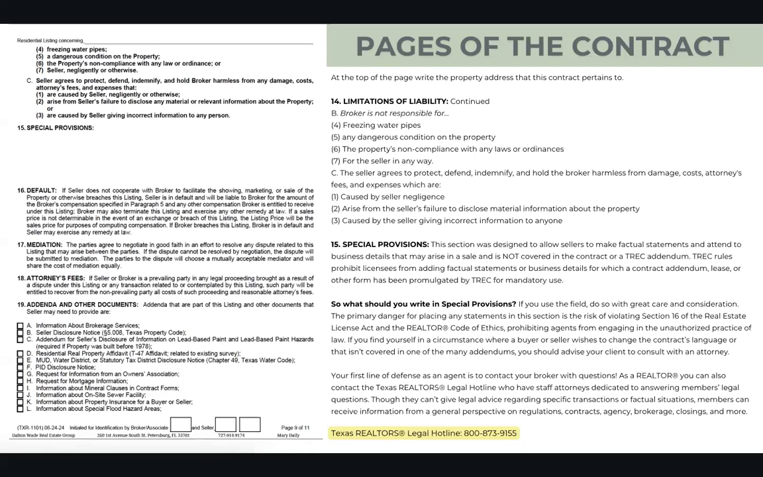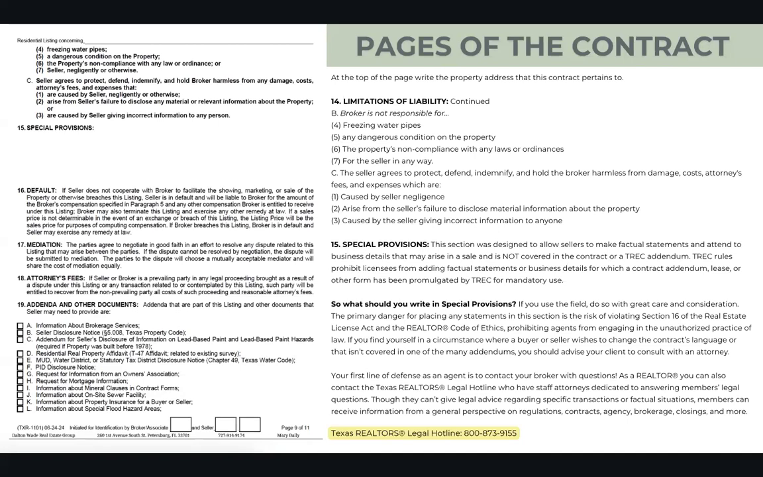Number 15 are special stipulations. So this section was designed to allow sellers to make factual statements and attend to business details that might arise in a sale and is not covered by the contract or a TREC addendum. TREC rules prohibit licensees from adding factual statements or business details for which a contract addendum, lease, or other form has been promulgated by TREC for mandatory use. If you use this field, please do so with great caution.